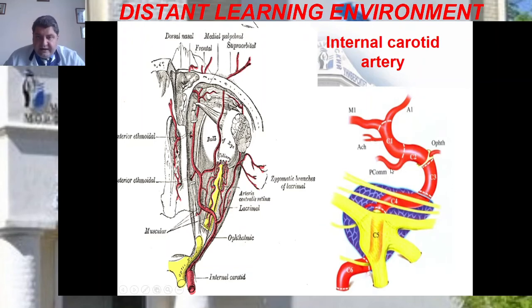And at last, you may see one of the terminal branches of the internal carotid artery. This one is the posterior communicating artery, which goes and makes an anastomosis connection with the branch of the posterior cerebral artery from the system of the vertebral artery.